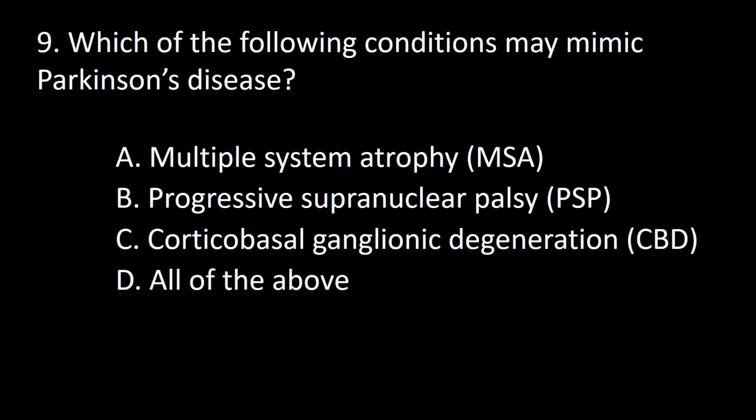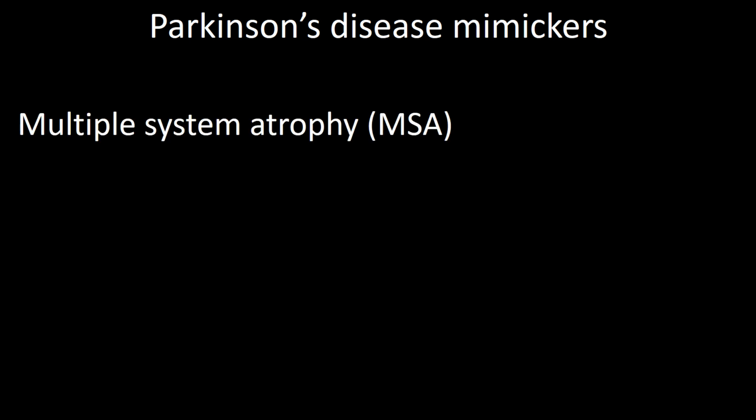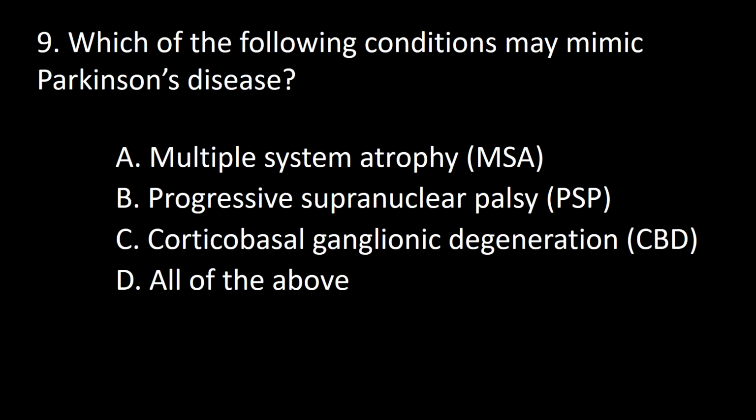Next question, which of the following conditions may mimic Parkinson's? A, multiple system atrophy. B, progressive supranuclear palsy. C, corticobasal ganglionic degeneration. D, all of the above. The third group of diseases we must consider in patients presenting with Parkinsonism are Parkinson's disease mimickers. We are going to talk about 4 conditions: multiple system atrophy, progressive supranuclear palsy, corticobasal ganglionic degeneration, and Wilson's disease. So the answer to this question is D.